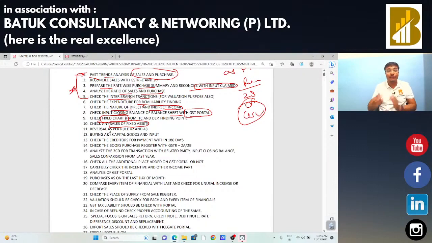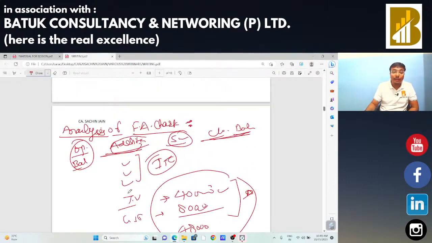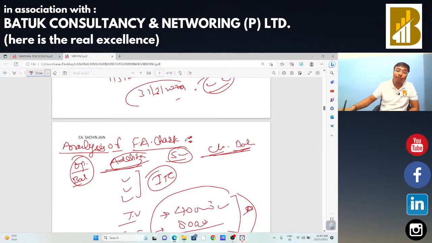Okay, so we need to check the same. When you are going to analyze the fixed assets chart, there is one column also available regarding sales. In that case, we need to check if there is anything in that particular sales, and whether GST has been paid on that particular sale. Suppose there is a sale of plant and a sale of a car.